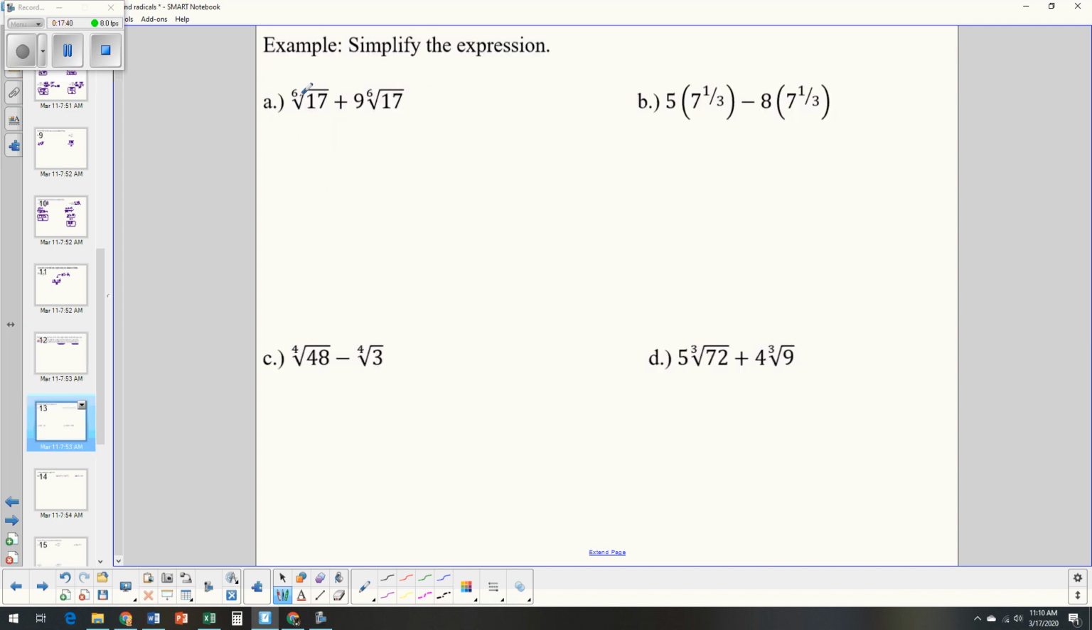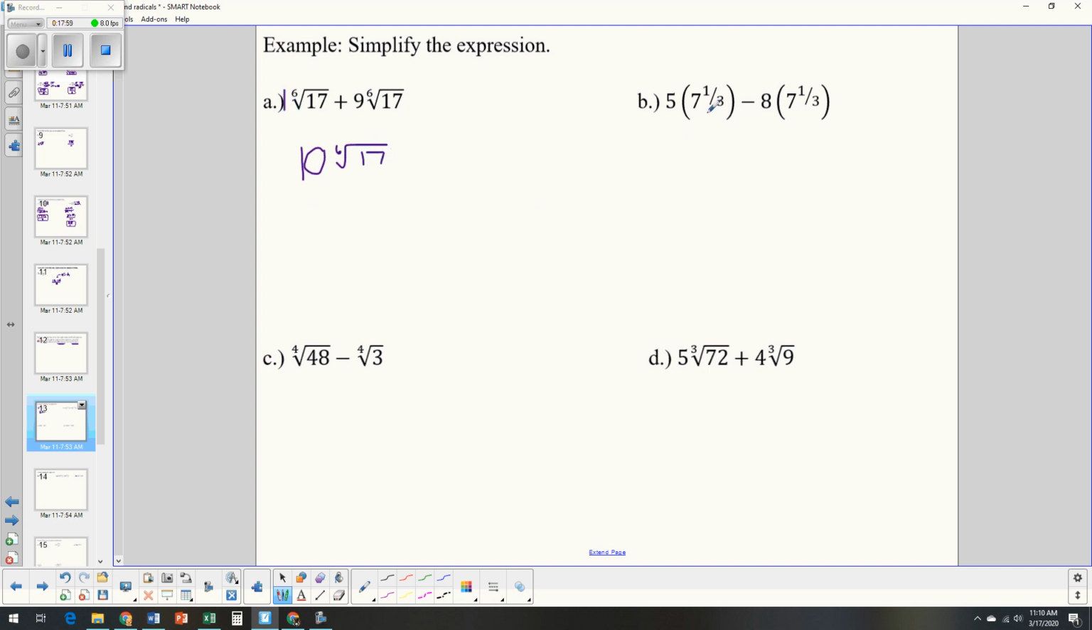So if I look at this, I have the 6th root of 17 here. This has a coefficient of 9, and even though we don't see it, this has a coefficient of 1. So I'm going to focus on the 1 plus 9 to get 10. And then I'm going to bring it down as if it was a variable, the 6th root of 17.